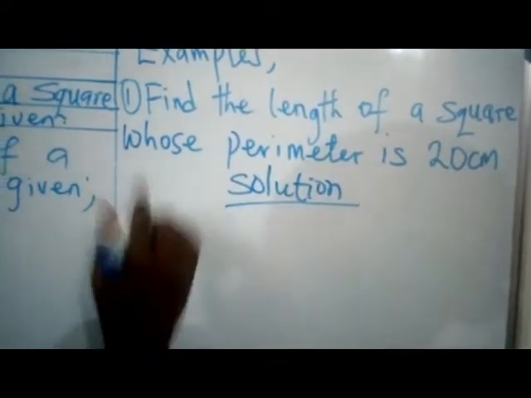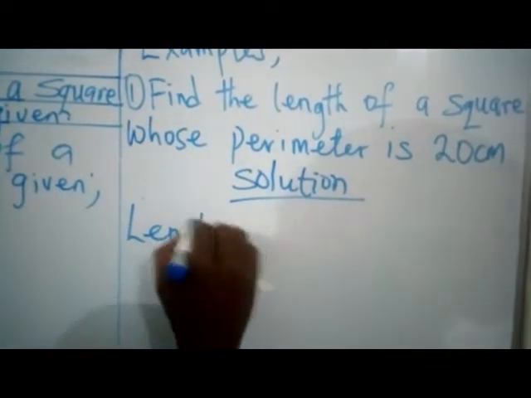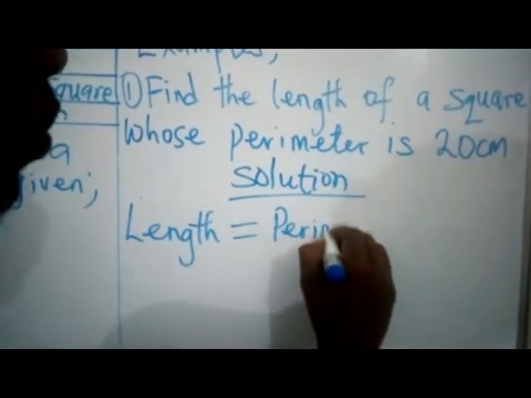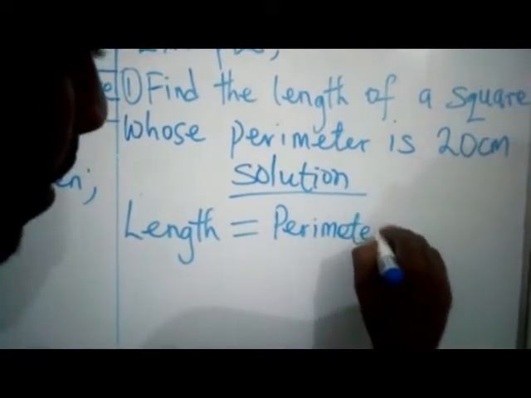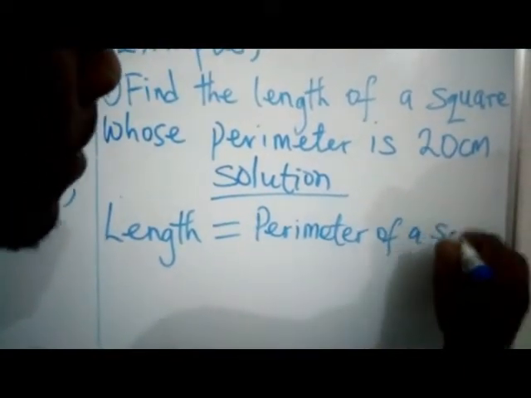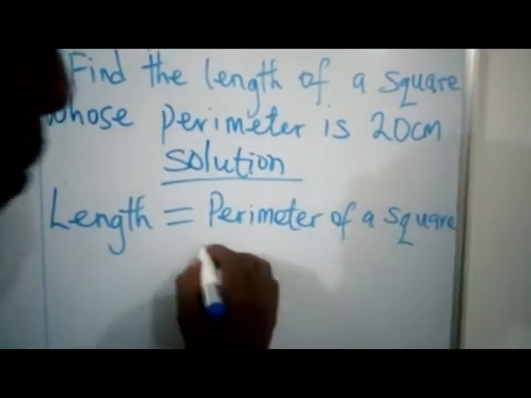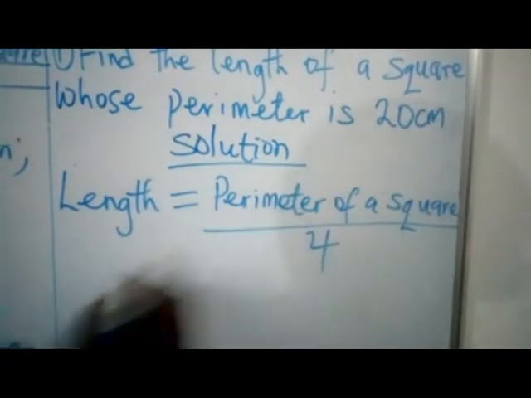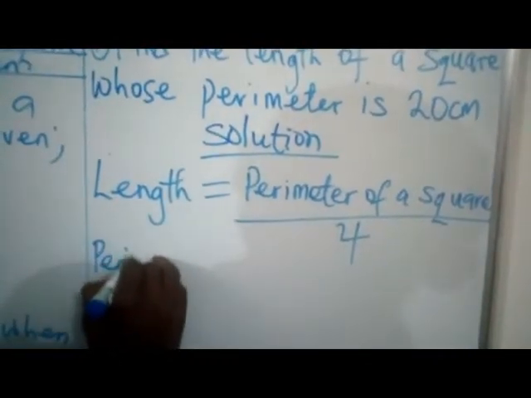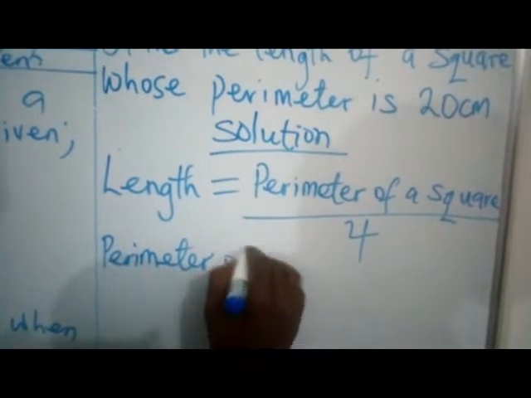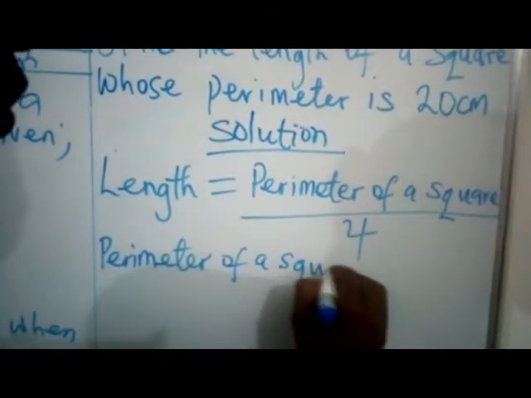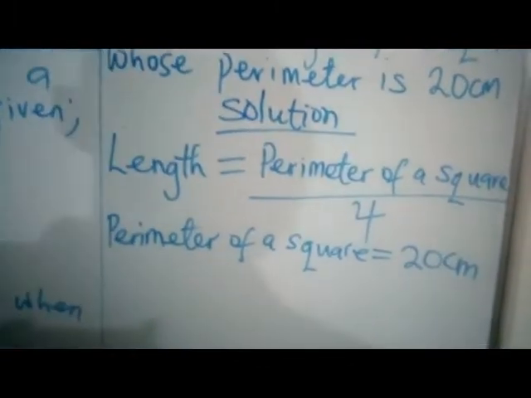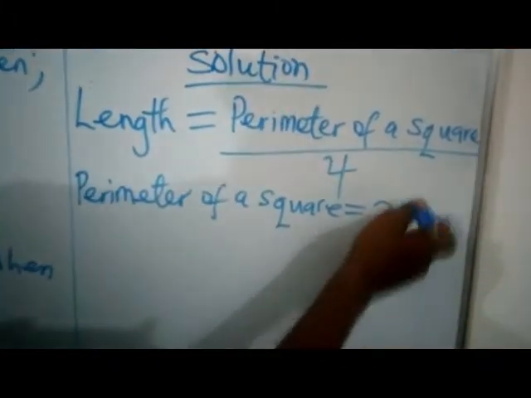Your formula is what? The length of that square is equals to what? Perimeter of that square. That's the value of your perimeter of a square. You divide all through by what? 4. Now from this question, what are your given value? The perimeter of a square, what's the value? 20 centimeters. So you just substitute 20 centimeters here.